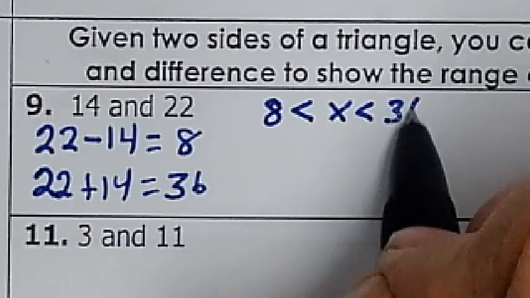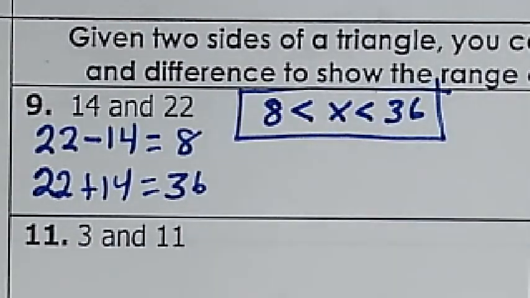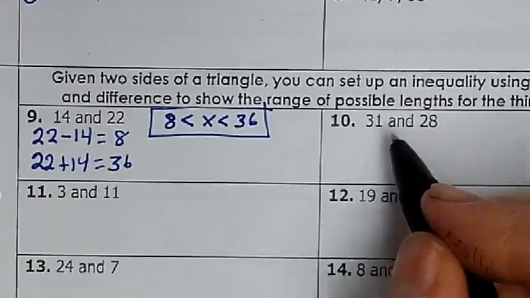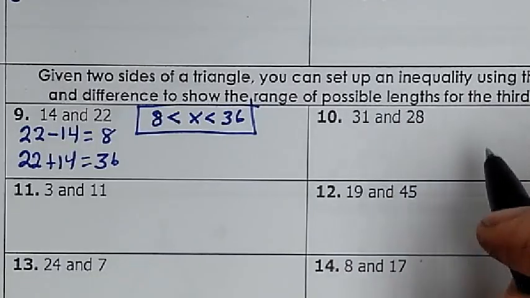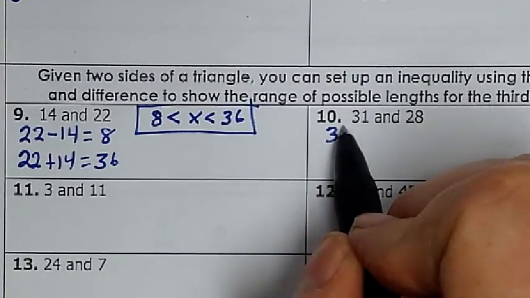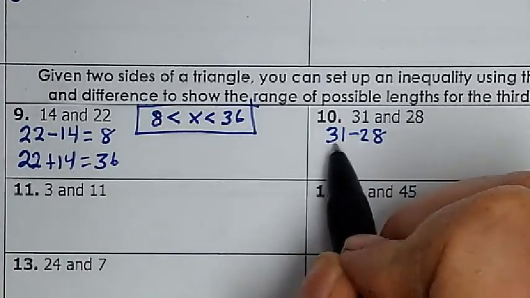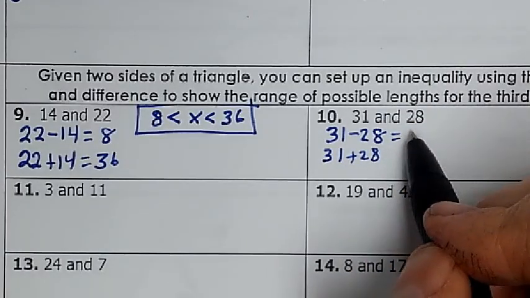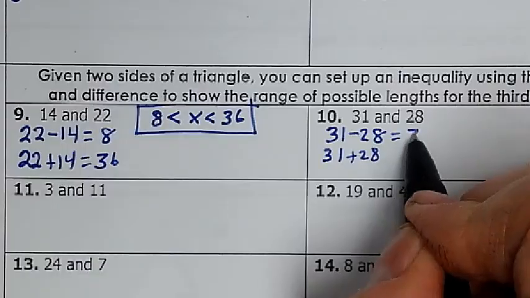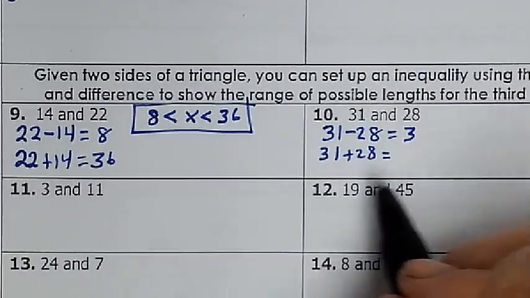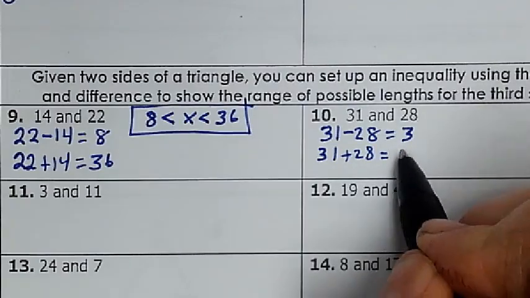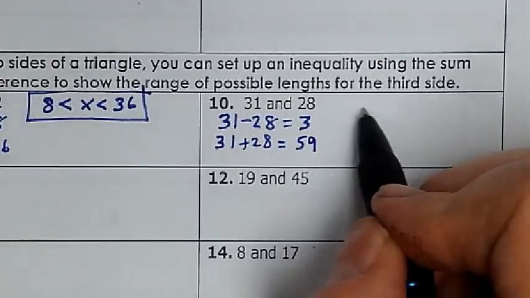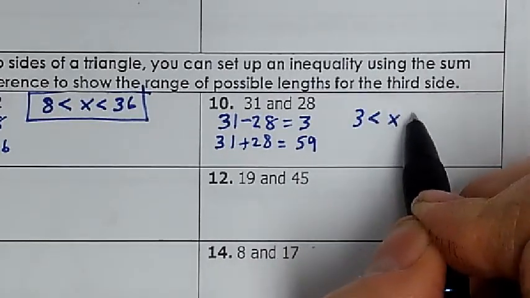Shall I do one more with you? Okay, good. Let's try this one real quick. How do you think you find the range of that one? 31 minus 28 for the low, 31 plus 28 for the high. The low value is 3. And 31 plus 28 is 59. So how do you write that in an acceptable form? 3 is less than x, which is less than 59.